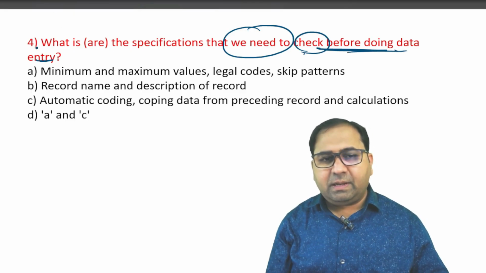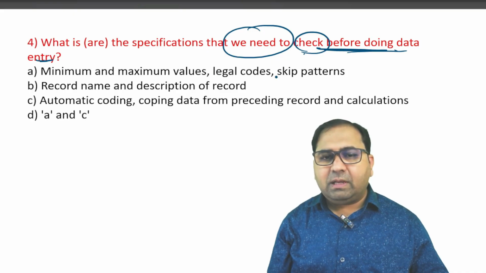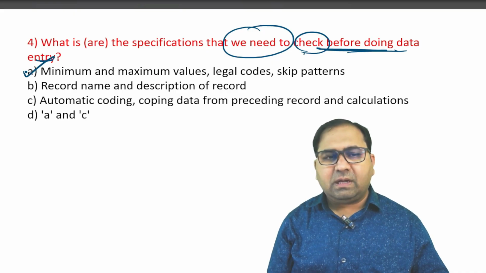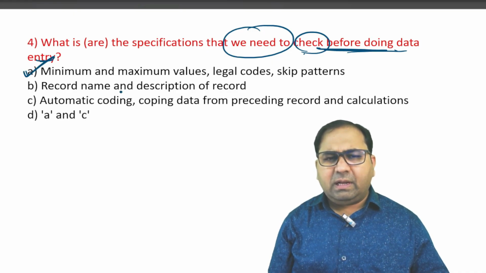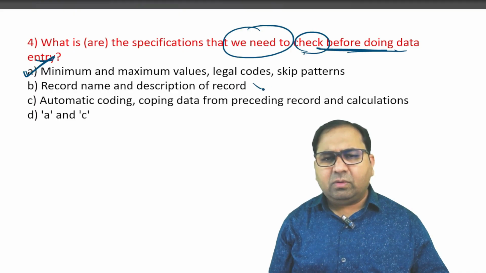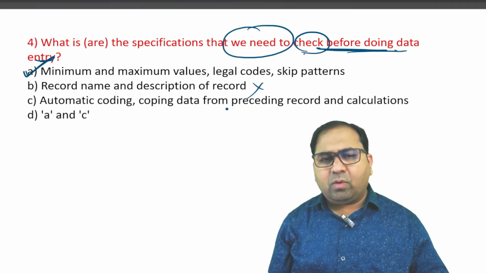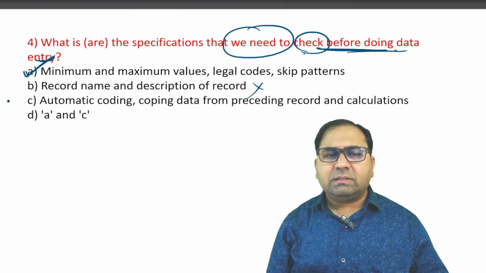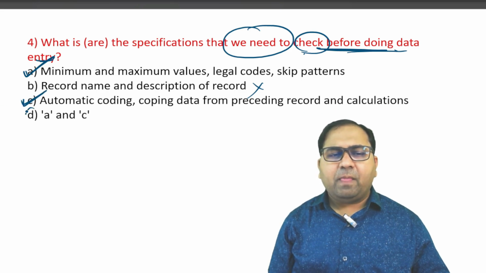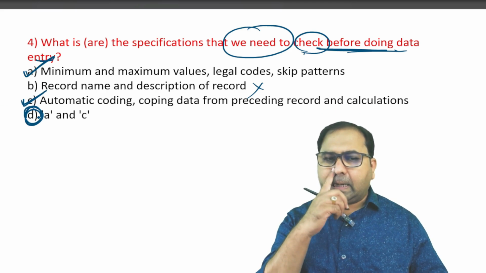So let us see the options again. Minimum and maximum values, legal codes and skip patterns. Yes, this is the correct statement. Record the name and description of the record. No, this is not correct. The automatic coding and copying data from preceding record and calculations. Yes, even this is correct. So options A and C are correct, that is option D.